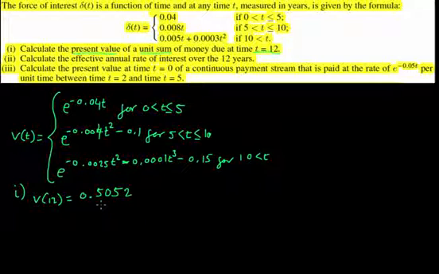If you wanted to have £1, or one whatever, in 12 years' time, you just need to save this much money. If you can invest it at this force of interest over the 12 years, that's how much you need right now.